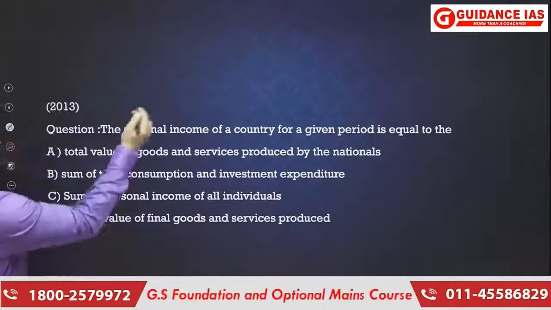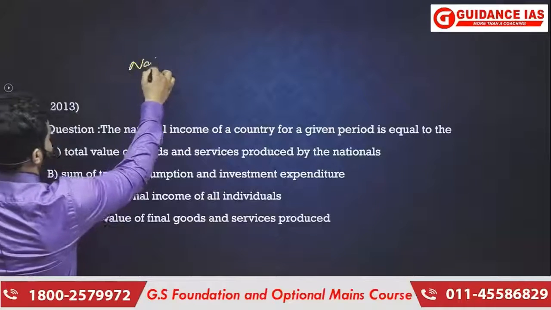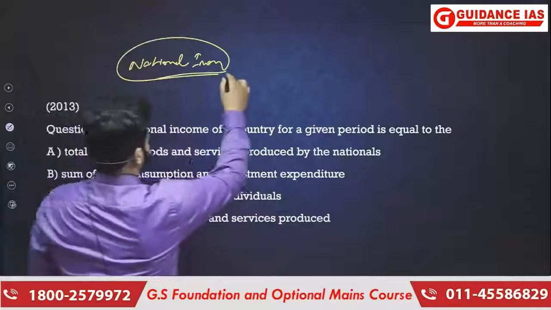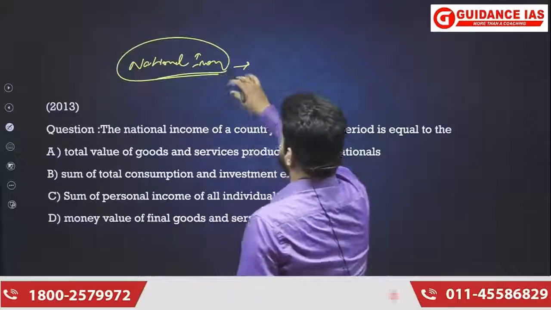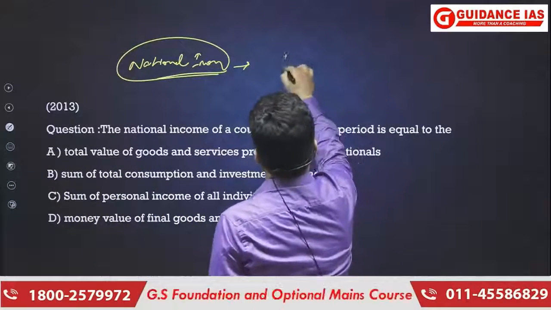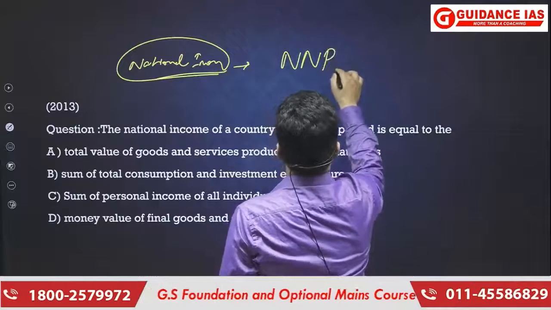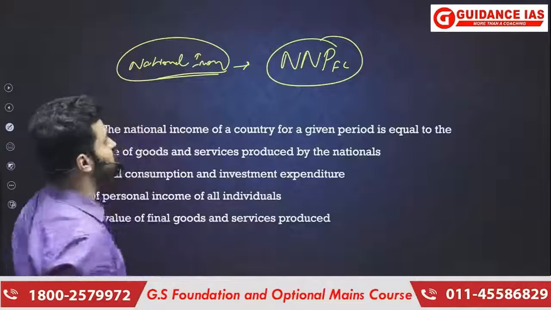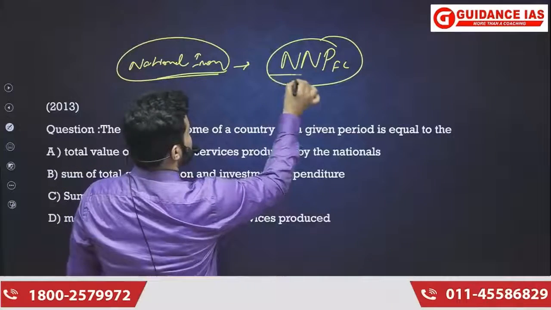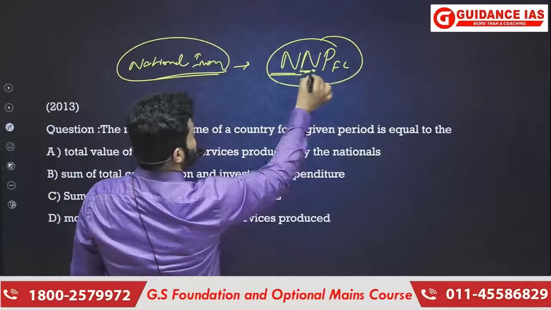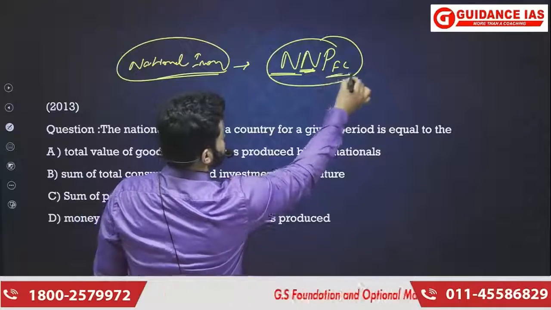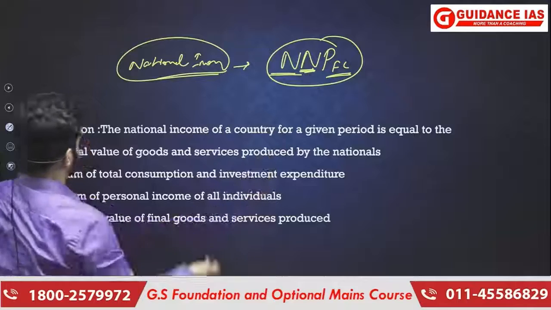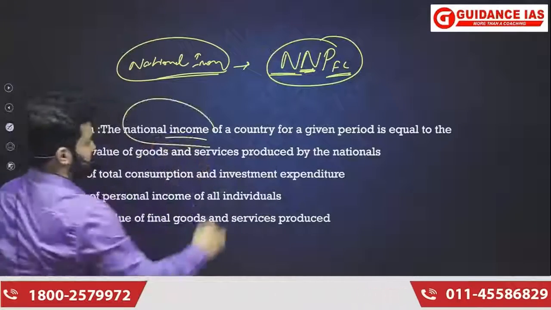Yesterday you studied about national income, and in the previous part I hope it is now completely clear to you what national income is. Net national product at factor cost, where you understand the meaning of net, the meaning of national, and the meaning of factor cost. Net national product at factor cost, that is what we know as national income.